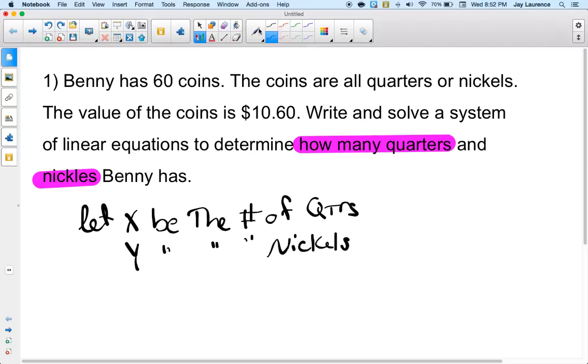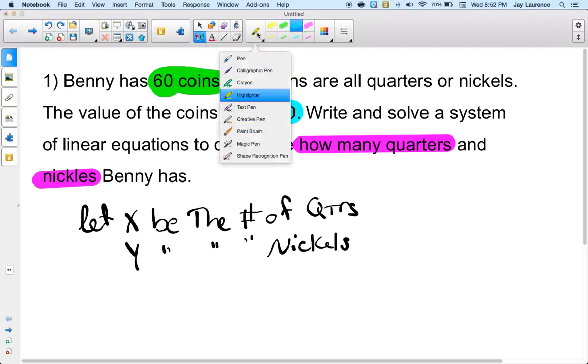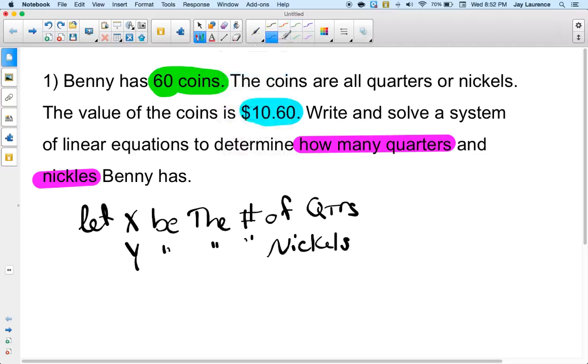All right, now, what two pieces of information do they give us in the story? Well, first off, they give us 60 coins. There's a total of 60 coins. And secondly, they give us $10.60. My first equation is going to involve the 60 coins. And it just so happens that I let x be the number of quarters and y be the number of nickels. If I put those together, they have to equal 60. My first equation is x plus y equals 60.